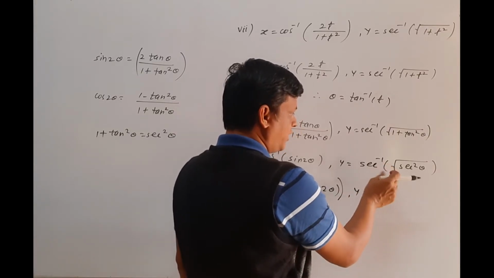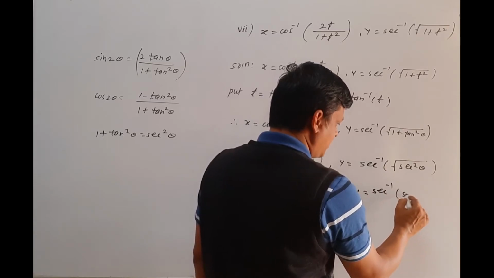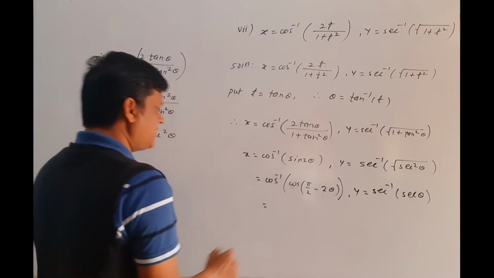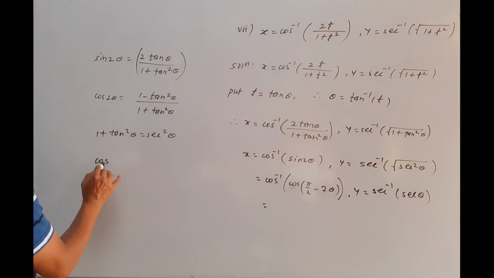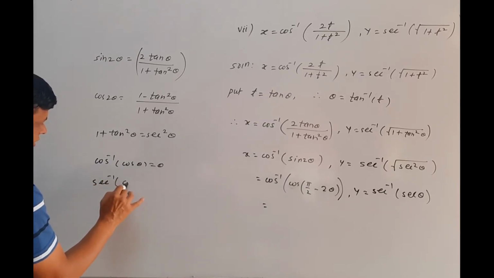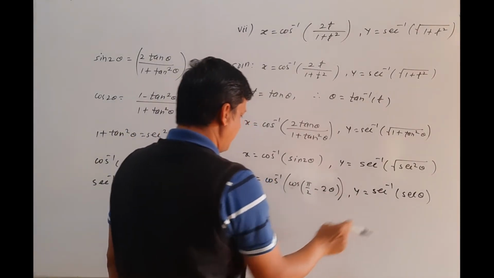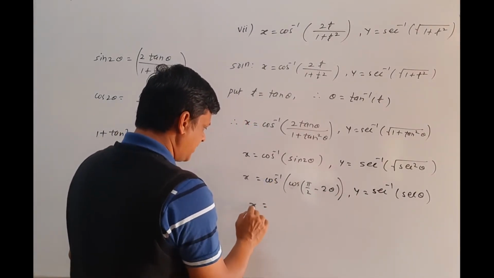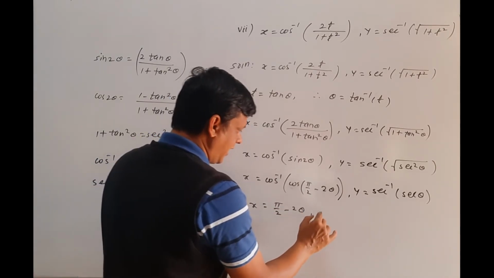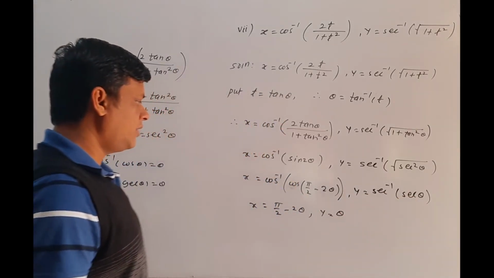For y, first we simplify the root. So square and square root get cancelled: sec inverse of sec theta. Here cos and cos get cancelled. We use the property cos inverse of cos theta is equal to theta, and sec inverse of sec theta is equal to theta. So we write x is equal to pi by 2 minus 2 theta, and y is equal to sec inverse of sec, cancel. So we write y equals theta.